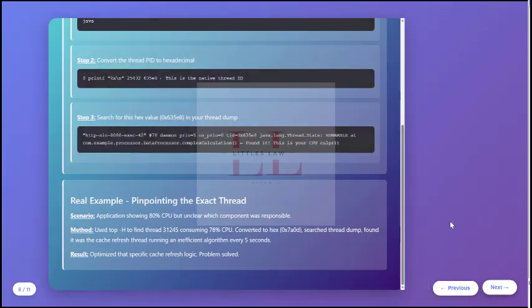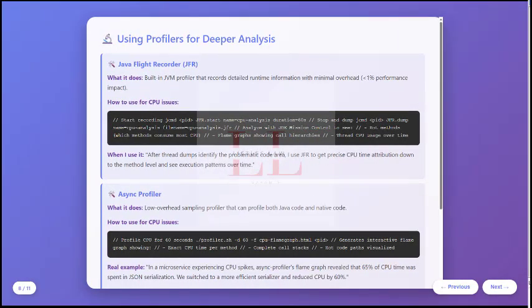And then the profilers slide. Yes. So let's talk about using profilers for deeper analysis. I use two main tools, and these are my favorite tools. I always have them with me: Java Flight Recorder and Async Profiler.